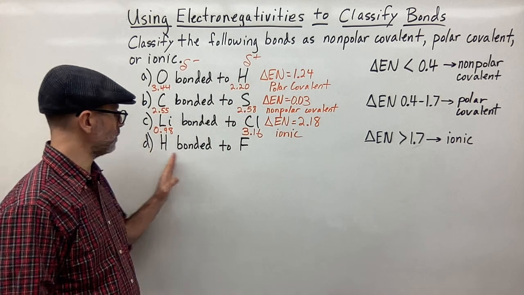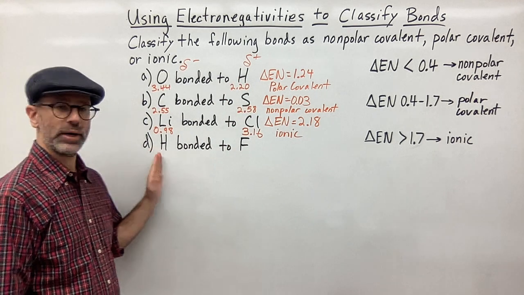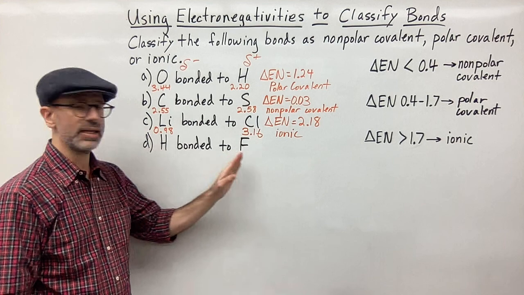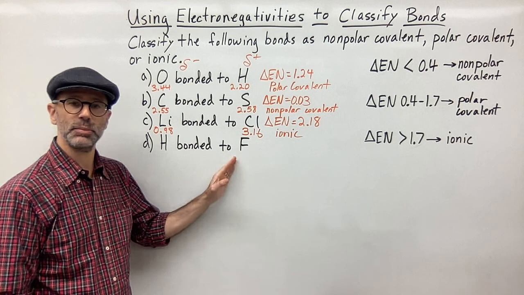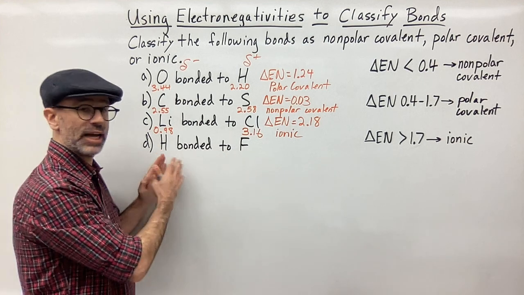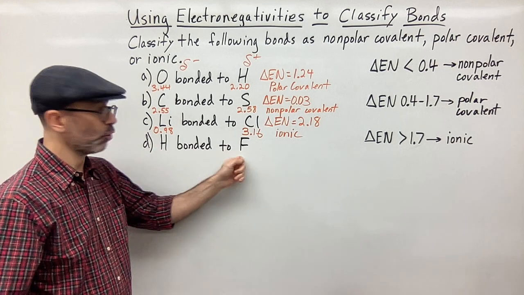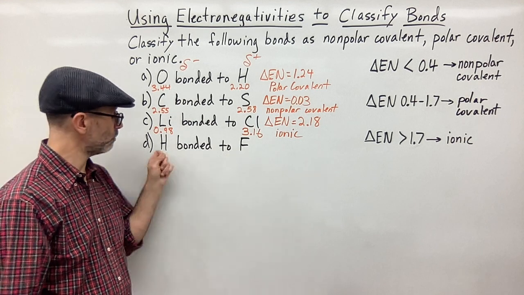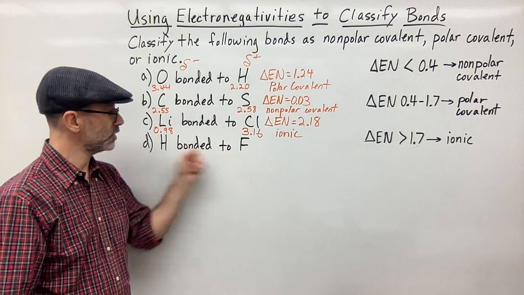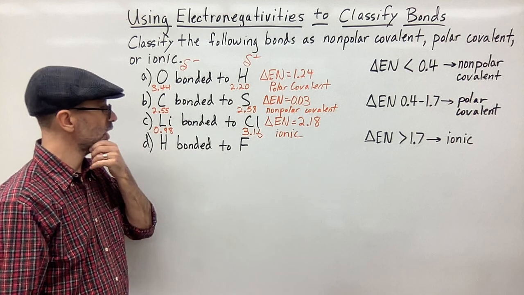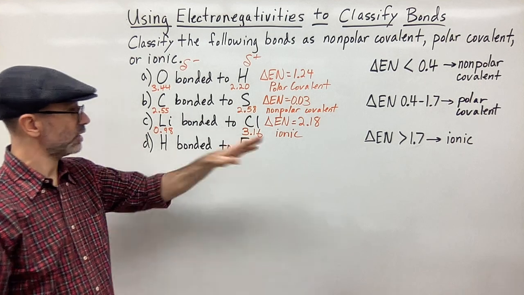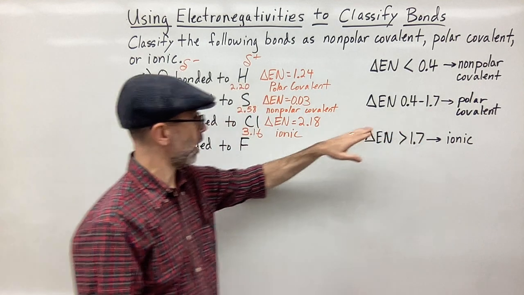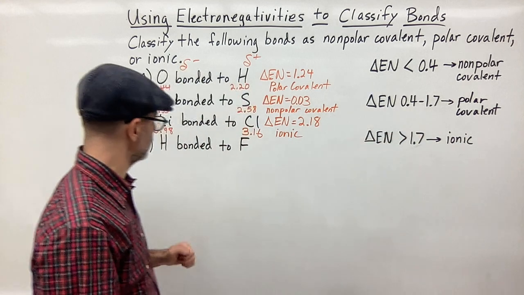And hydrogen bonded to fluorine. So again, we have a nonmetal and a nonmetal, so we would predict this to be covalent. These are, again, relatively far apart. Fluorine is the most electronegative element on the table, so my guess would be that the difference is going to be within this range here, probably closer to 1.7. But let's take a look.